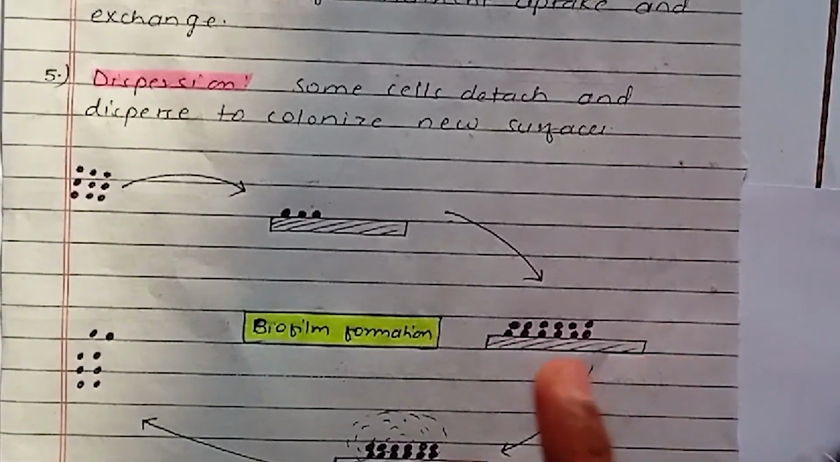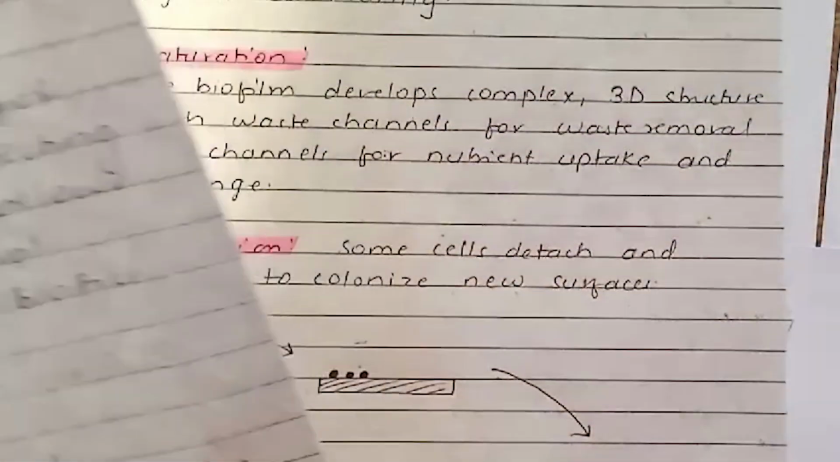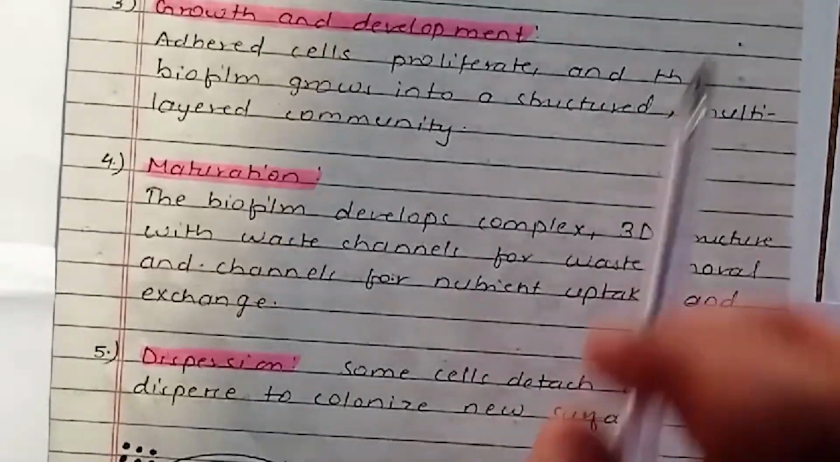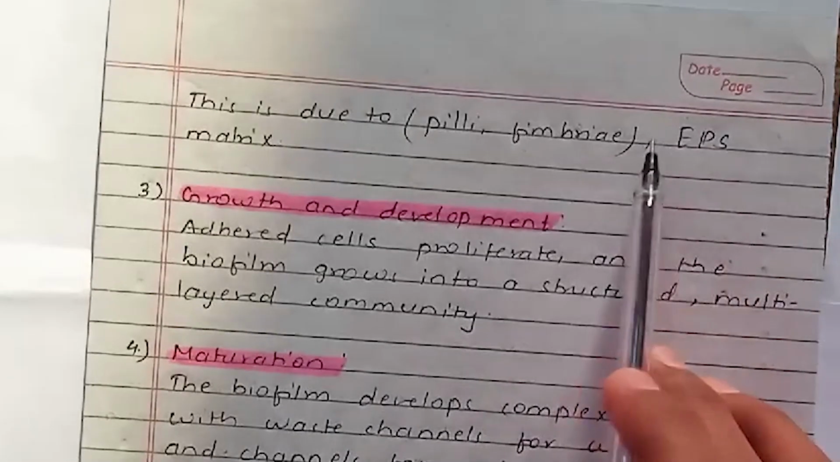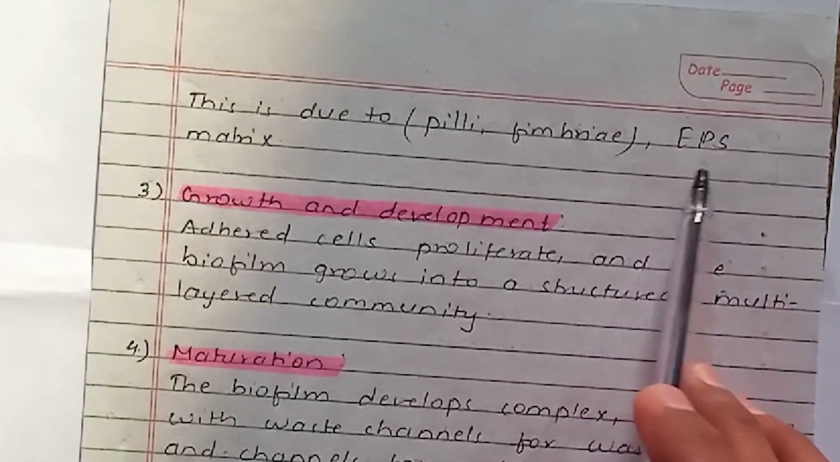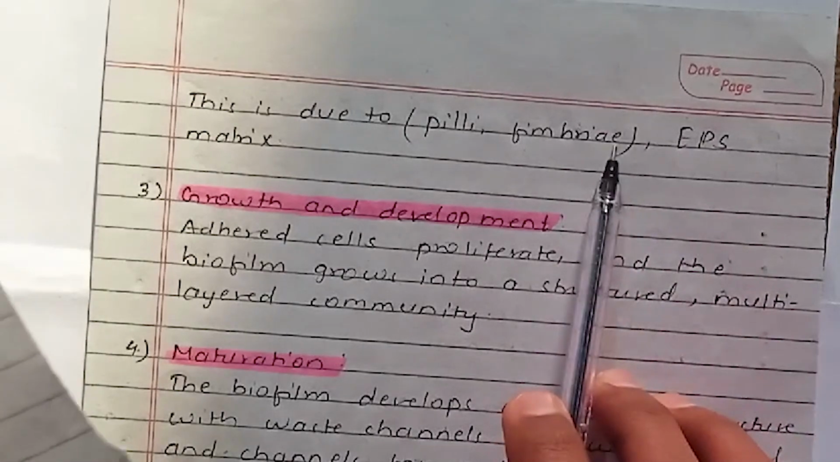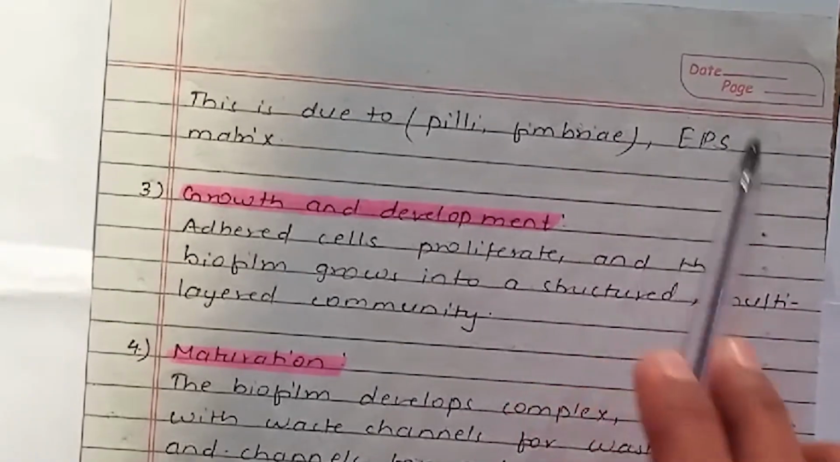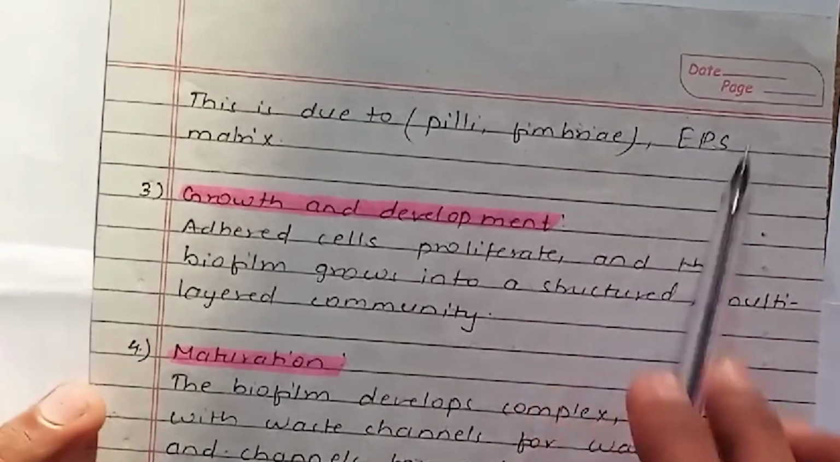Now if the bacteria adhere on the surface by pili, fimbriae or EPS, where EPS is the extracellular polymeric substance matrix, this makes the attachment irreversible. Now this EPS prevents removal by environmental stresses.